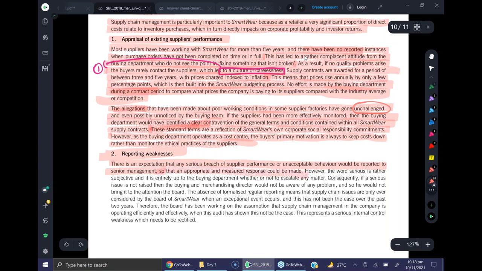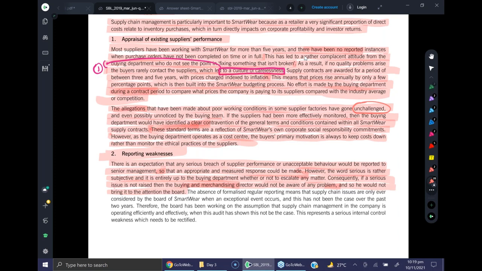However, the word serious is rather subjective, and it is entirely up to the buying department whether or not to escalate any matter. Consequently, if a serious issue is not raised, then the buying and merchandising director would not be aware of any problem, and so he would not bring it to the attention of the board. So there are reporting issues: if the buying team doesn't think anything is serious, they will not bring it to the director's notice, and this will never reach the board of directors.